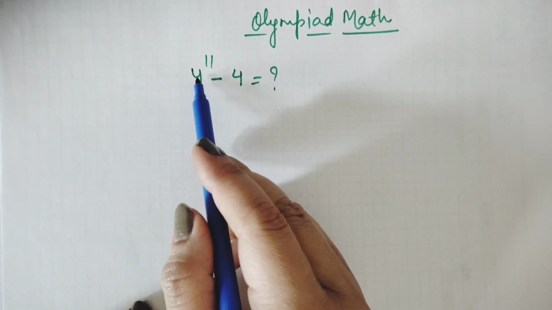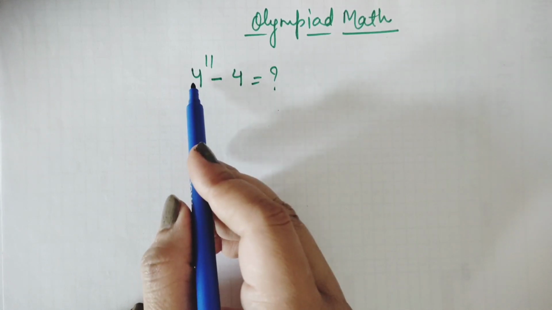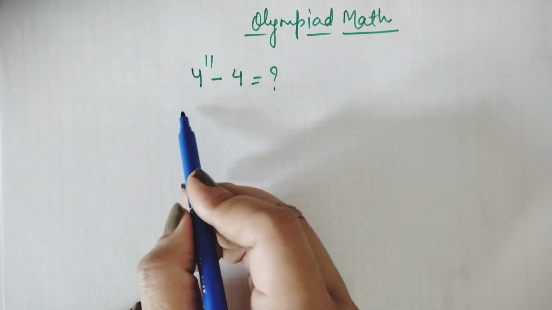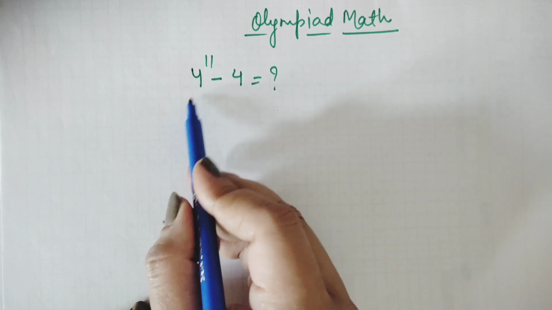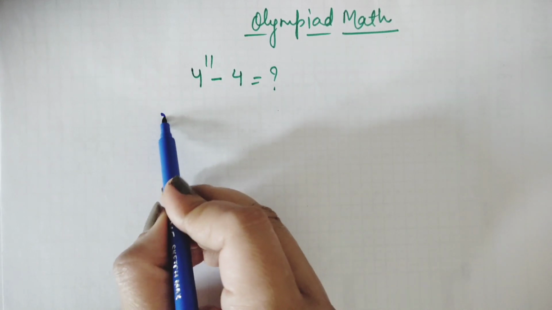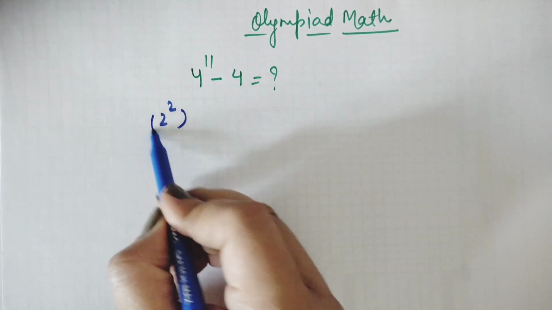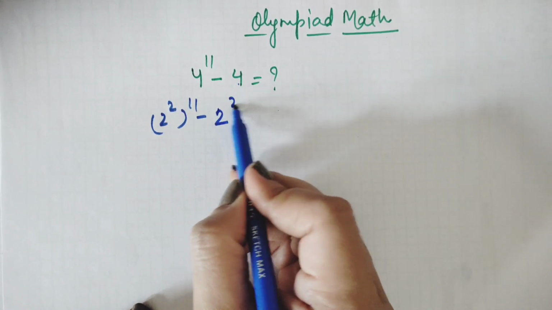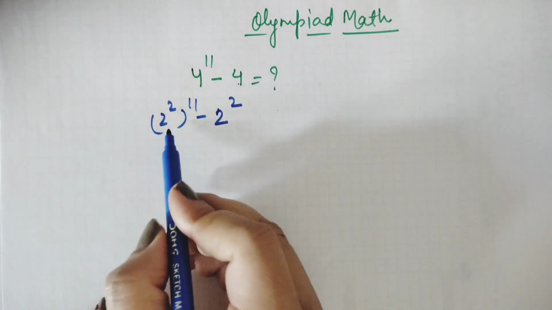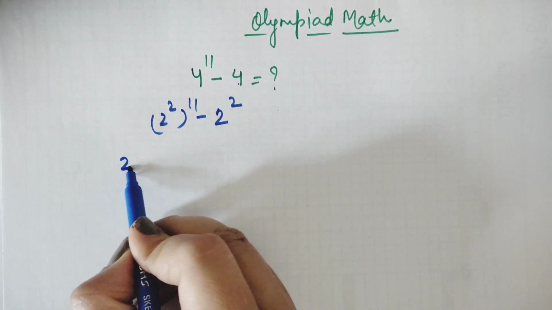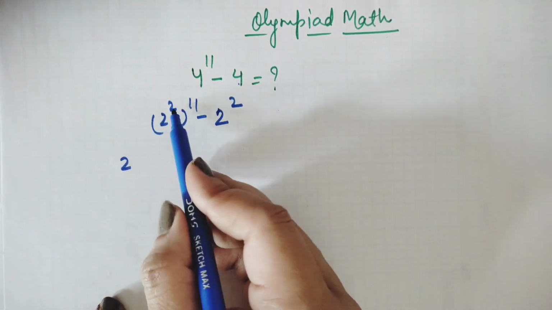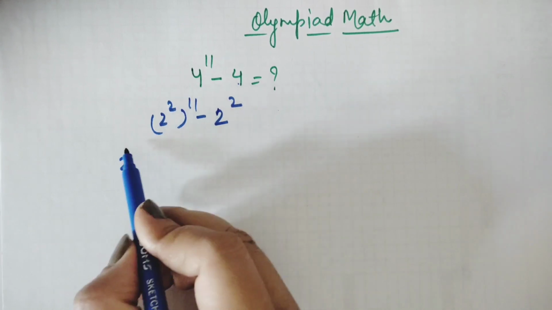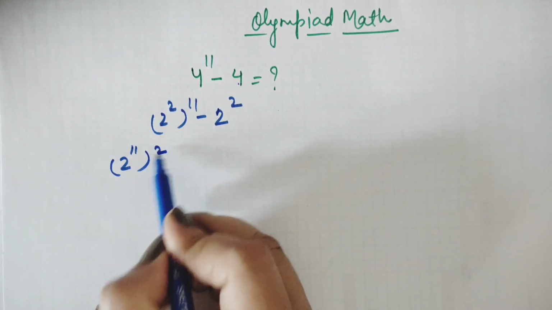First of all, we know that 4 is the number we get if we write 2 square. So we can write 4 as 2 square, and the power is 11 minus 4, where 4 is again 2 square. After that, can we exchange the powers, with 2 outside and 11 inside? Can we write like this?